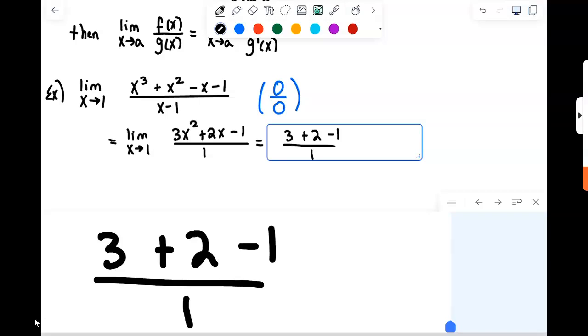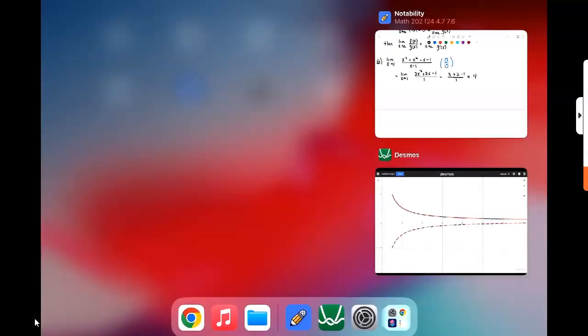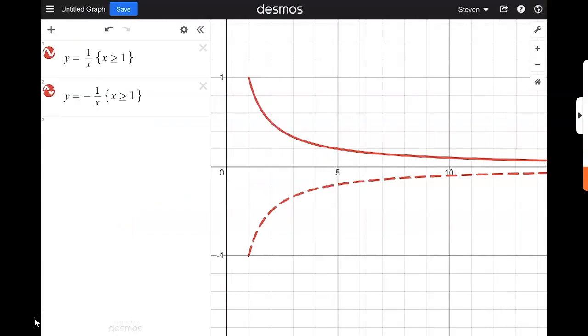And we compute it. 3 plus 2 is 5, minus 1 is 4. So it's 4 over 1, so this limit is approaching 4 when x is approaching 1. And we can verify that graphically. So why don't we actually take a look at that one graphically.